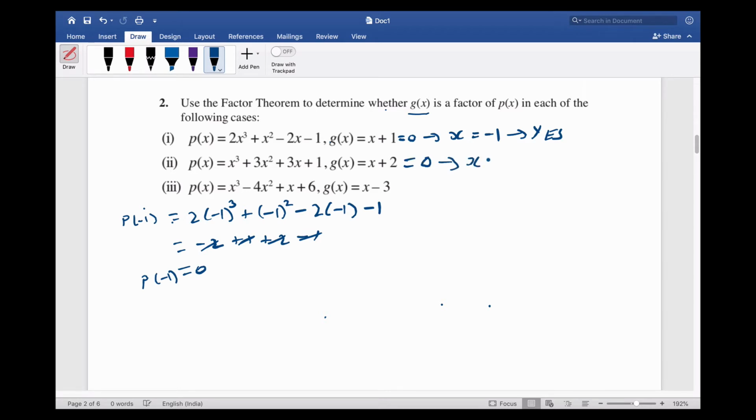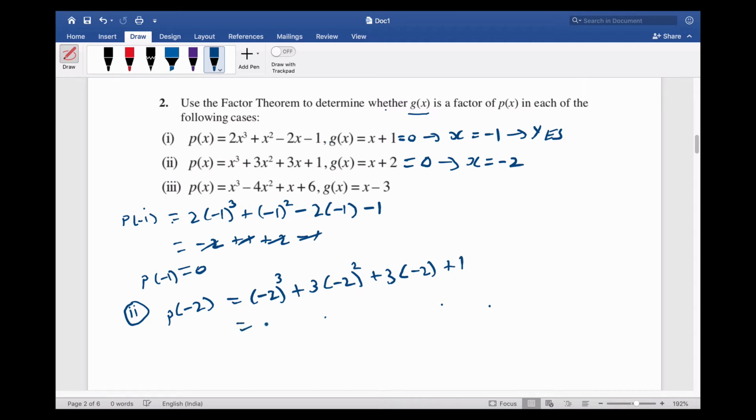So this will give me x is equal to minus 2. Let's try and substitute that. Let's do it over here. So minus 2 whole cube plus 3 into minus 2 square plus 3 into minus 2 plus 1.